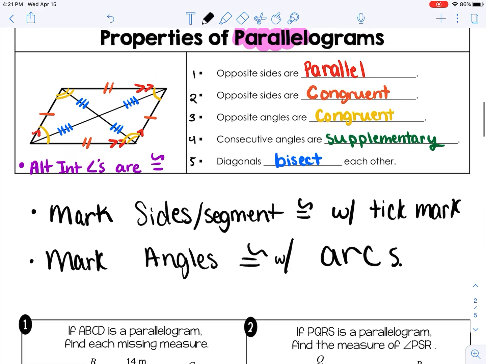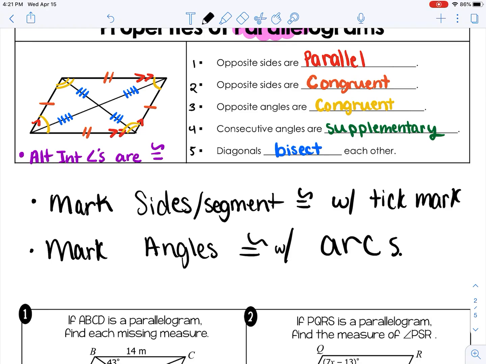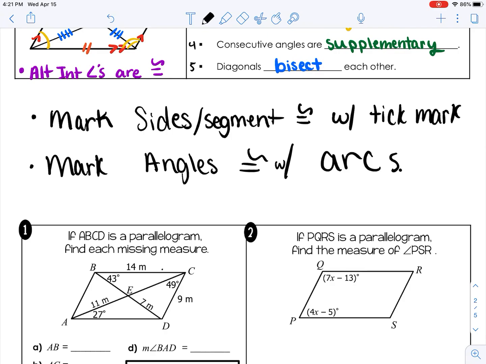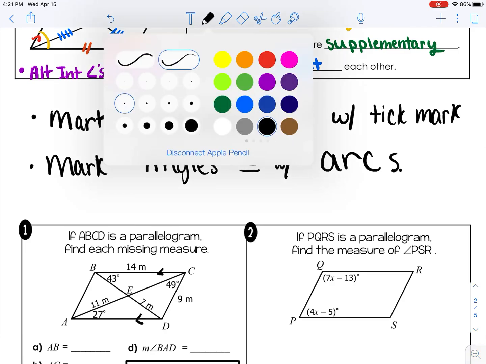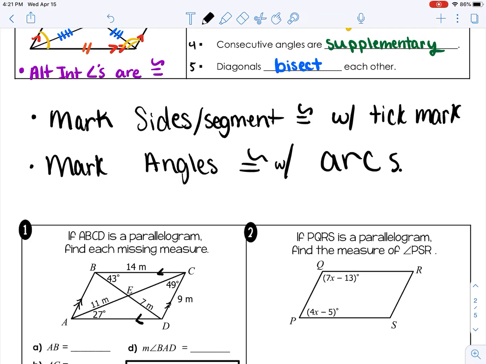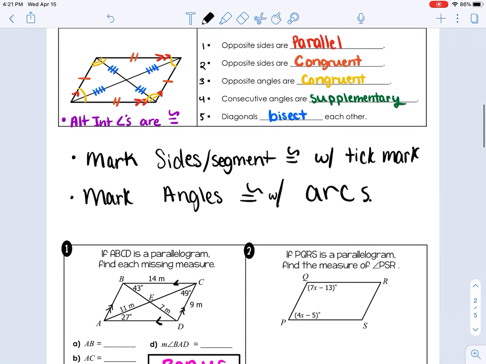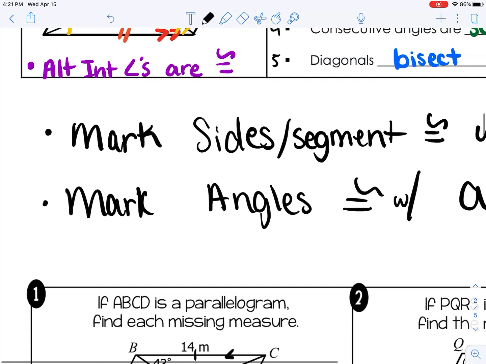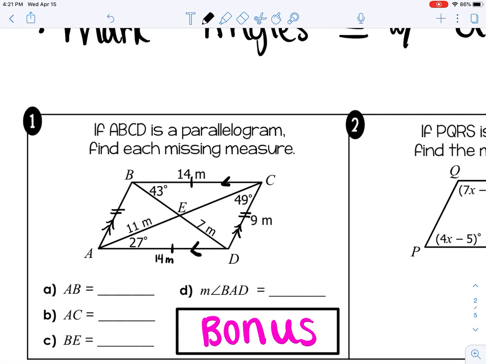So our first problem says ABCD is a parallelogram. Great. Find each missing measure. So if it's a parallelogram, we know that those opposite sides are parallel. We can mark that. We know that the opposite sides are also congruent. We just took a note of that. So let's mark it. If the opposite sides are congruent, if BC is 14 meters, then we know that AD would also be 14 meters. And if CD is 9 meters, then we know that AB would also be 9 meters.